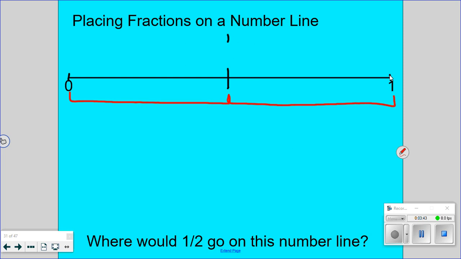Remember that the 2 in my denominator talks about that I have 2 pieces in my whole. Here's one of those pieces. Here's the other piece. If I only have 2 pieces, my number line is going to be split right in the middle. 1/2 goes right in the middle.